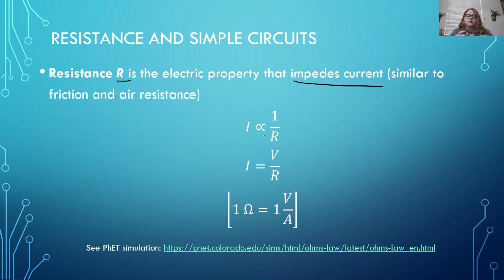So with those two things in mind, we came up with this equation here. I is equal to V divided by R. So current is equal to voltage over resistance.